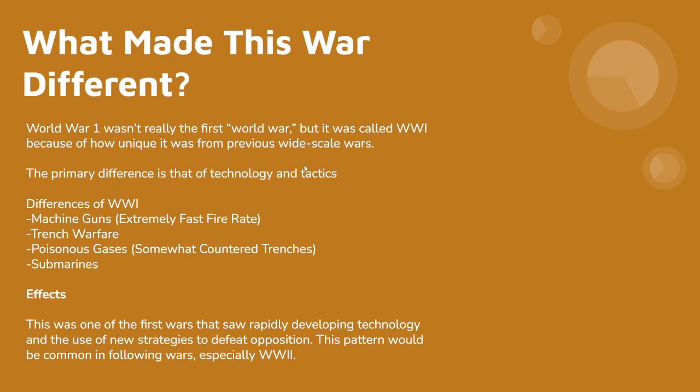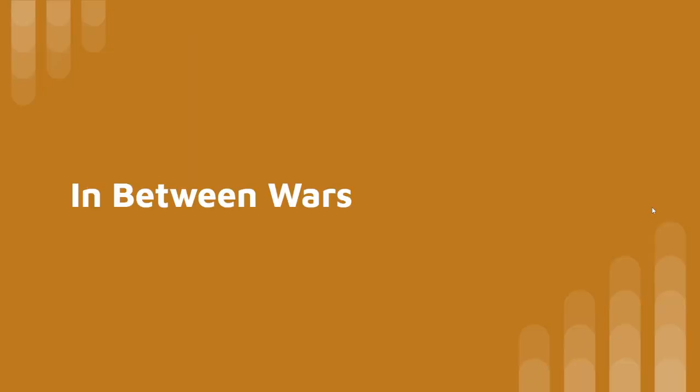The primary difference is that of technology and tactics, for example, machine guns, poisonous gases, trench warfare, submarines, tanks, stuff like that. And the effect of these new technologies was that this war saw rapidly developing technology and use of new strategies to defeat opposition, and this pattern would commonly reoccur among following wars like World War II.